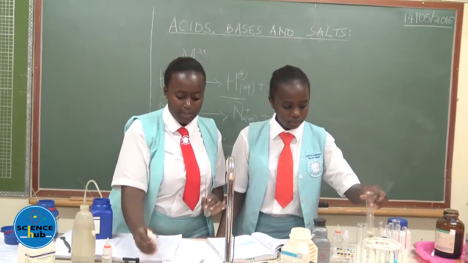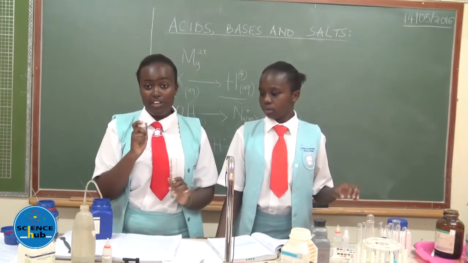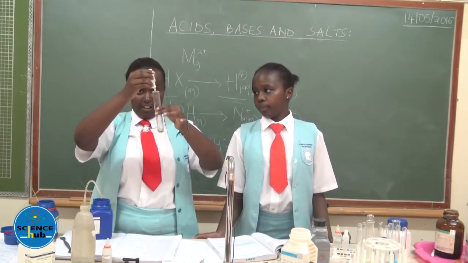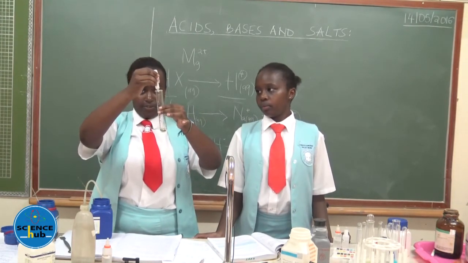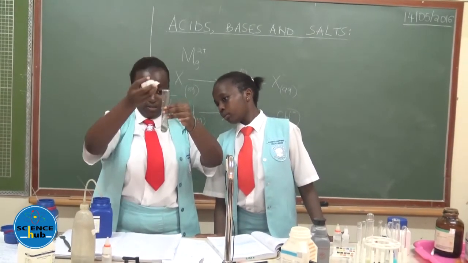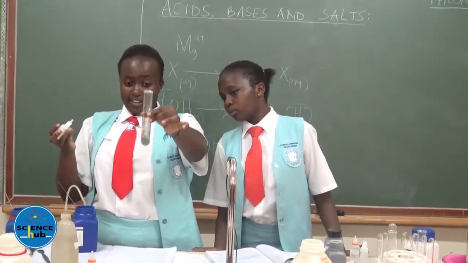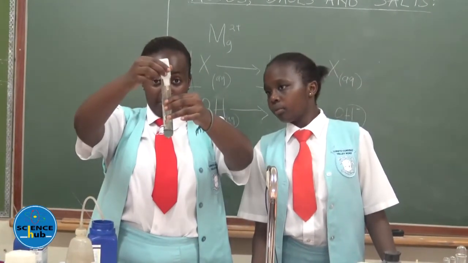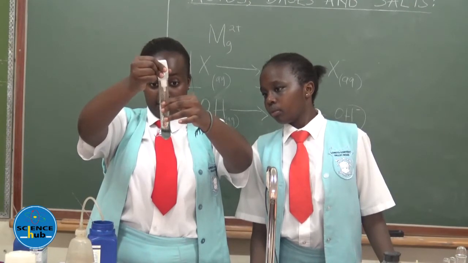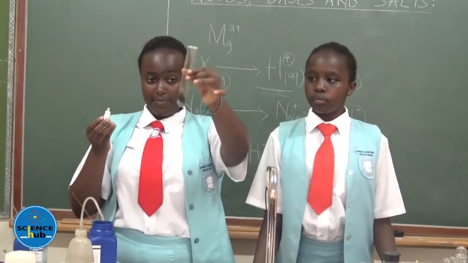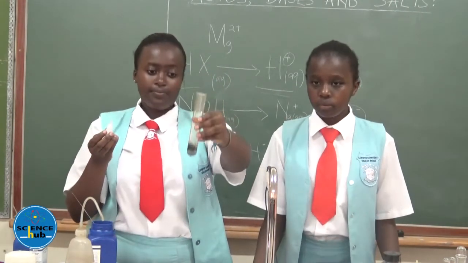First of all, we are going to use ammonium hydroxide solution. As with the other procedures, we're going to first of all put a few drops. A green precipitate is formed. When we add the ammonium hydroxide in excess, the green precipitate is still there. It does not dissolve in excess.